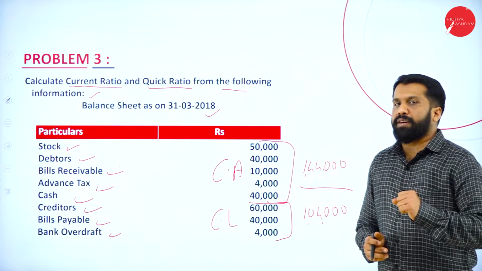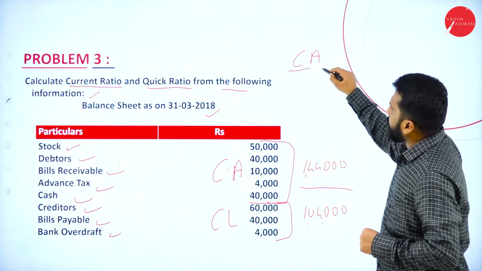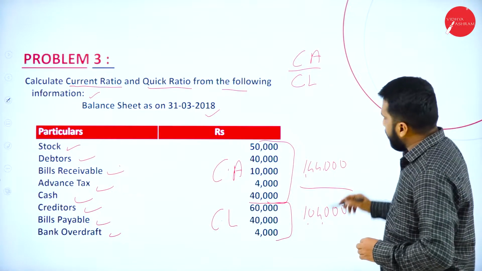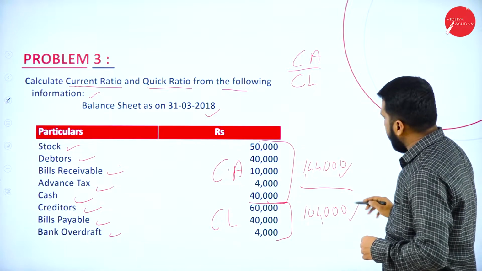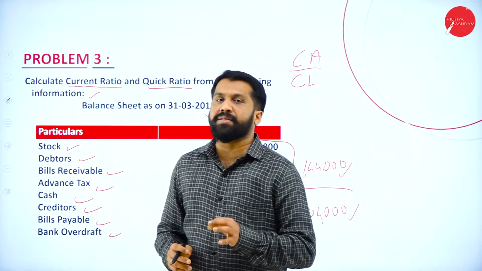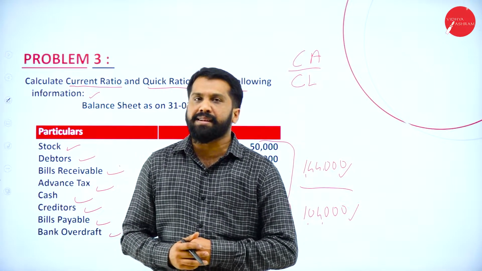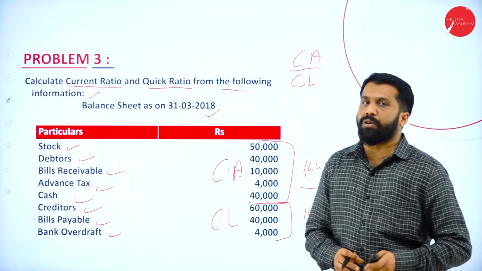What is the formula for current ratio? Yes, the current ratio formula is current asset divided by current liability. What is your current asset? 1,44,000. What is your current liability? 1,04,000. If you divide, whatever answer you get, we call it your current ratio. Hope you understood what is current ratio. Now, we'll move to the answer and check whether it is correct or wrong.